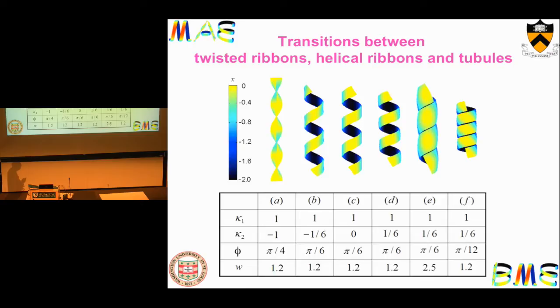Okay? And we can further show the transitions between these different shapes, so purely twisted shape or cylindrical helical shape with straight edges, and general helical shapes with either convex or concave edges. And a closed tubular structure can be made by just tuning these relevant geometric parameters. Now we also tune the width because in some biological systems, the width of the ribbon can also grow.